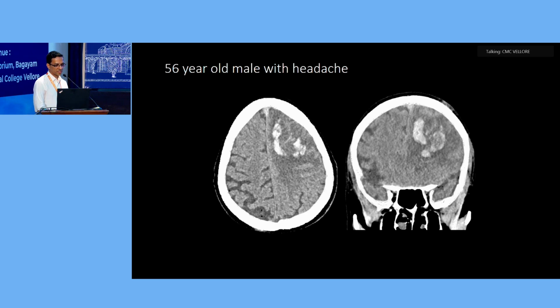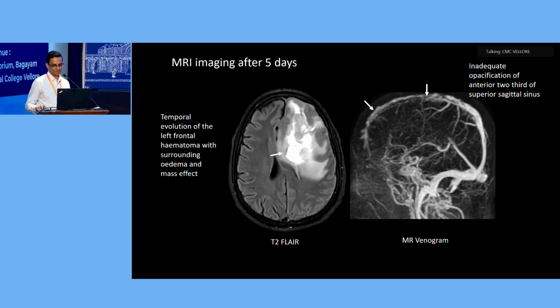Another patient, 56-year-old male with headache. We have seen a similar case yesterday. What do you think is the diagnosis here? So there's a large bleed in the left frontal lobe. And what would be the cause? So yeah, if you see the superior sagittal sinus, there is a lot of density over there. So it's hyperdense. So it's an acute thrombosis of the superior sagittal sinus with a fairly large venous infarct.